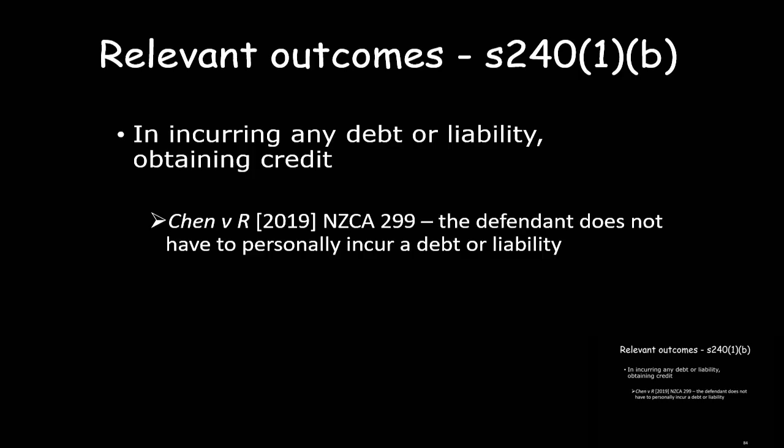When looking at a credit, you've got to have an accompanying debt or liability. So you enter into some form of debt and liability, and as a result of that, you obtain a credit. So credit can be access to money, can be services, or items worth money.